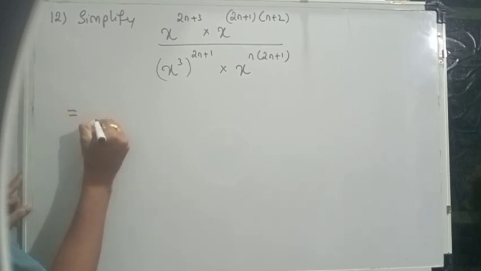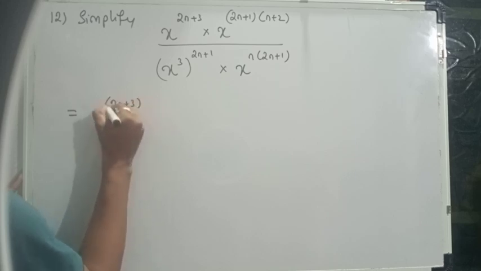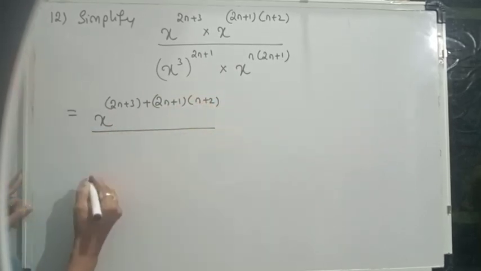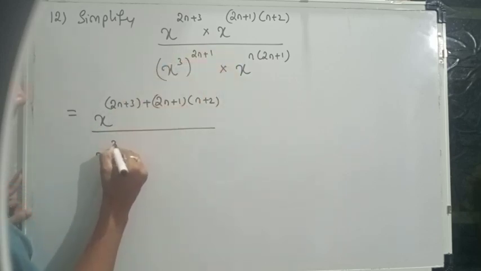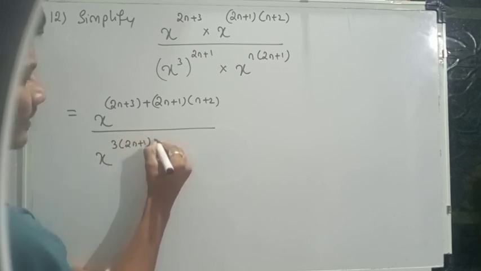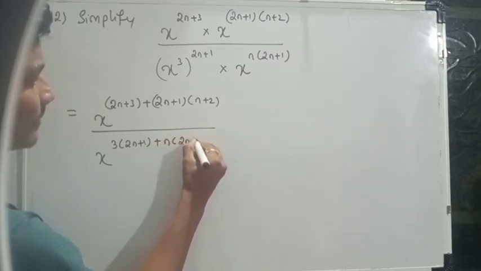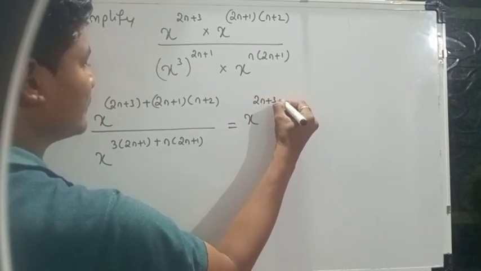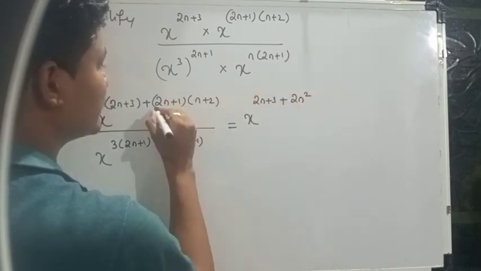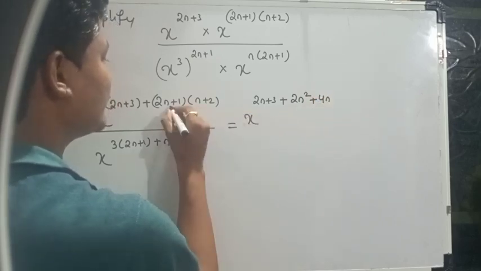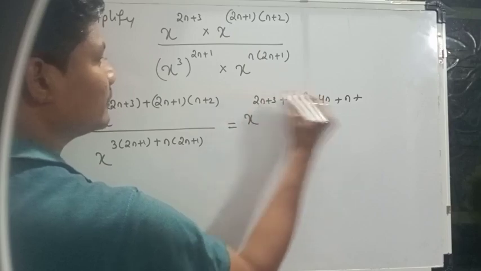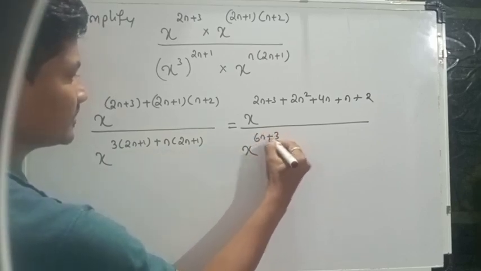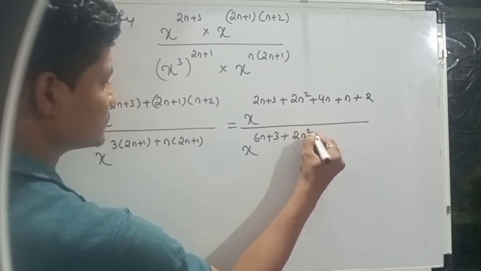Simplify this term. X to the power 2n plus 3 plus 2n plus 1 multiplied by n plus 2, divided by x to the power 2n plus 1, that is multiplied by plus n into 2n plus 1, x to the power 2n plus 3 plus 2n into n, 2n square plus 2n into 2, 4n plus 1 into n is n plus 2, divided by x to the power 2 into 3, that is 6n plus 3 plus 2n square plus n.